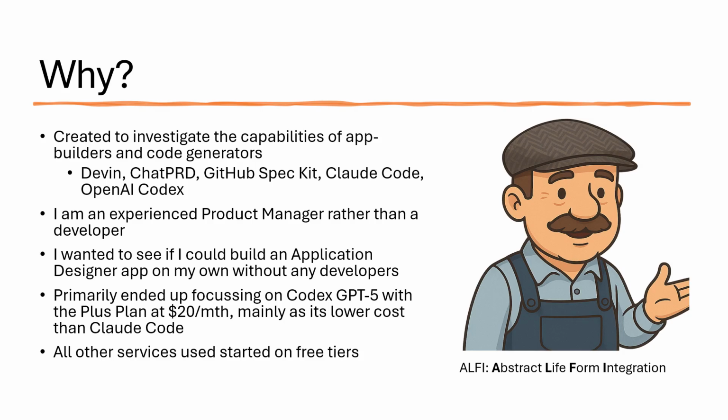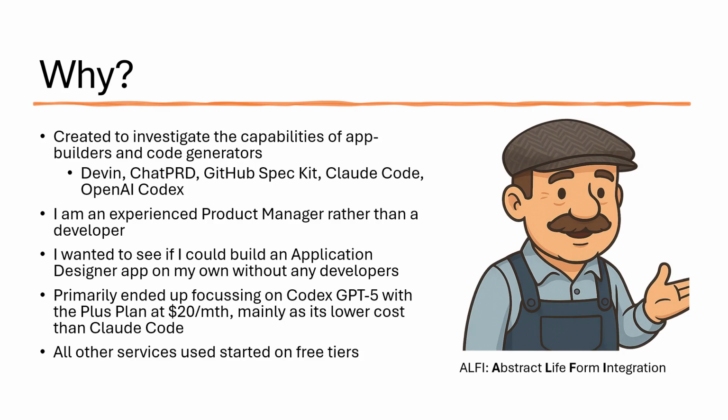So my background is really as an experienced product manager. I was a developer many years ago, but I haven't done any development for a long time, and I wanted to see if I could build an application entirely on my own without any developers. So I primarily ended up focusing on ChatGPT's Codex with GPT-5 using the Plus plan, which is only $20 a month. That really worked out the most cost effective, although I think Claude Code is very good as well. Everything else was based on the free tiers that are available.